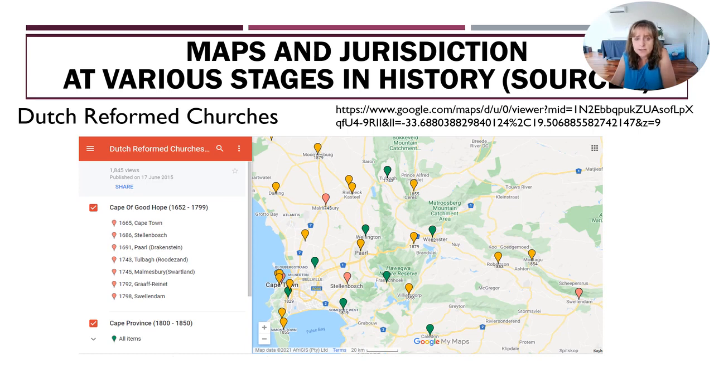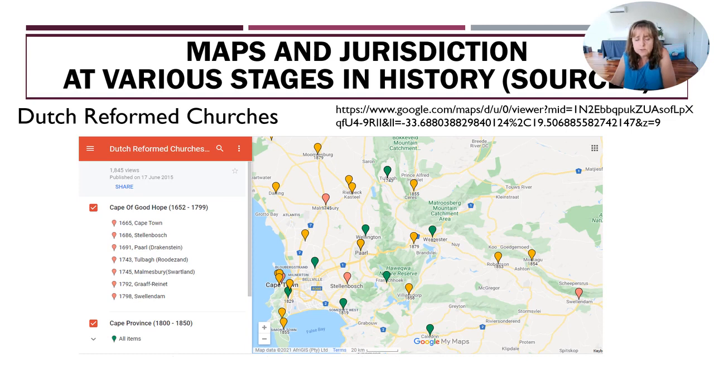The earliest ones, marked in red, were 1665 Cape Town, 1686 Stellenbosch, 1691 Paarl or Drakenstein, 1743 Tulbagh or Roodezand, 1745 Malmesbury or Swartland, 1792 Graaff-Reinet, 1798 Swellendam.